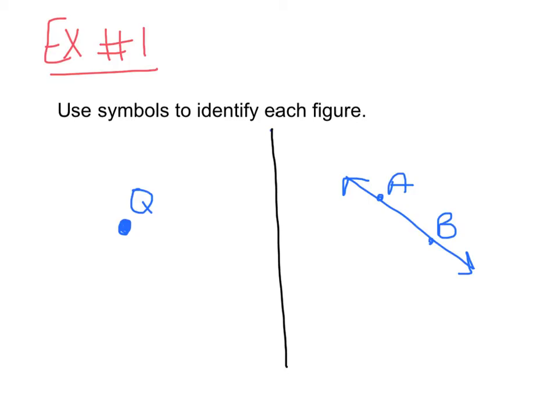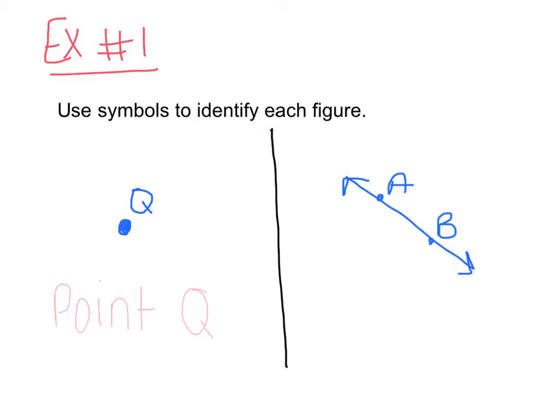All right, example number 1. Now we're going to have to use our vocab to help us identify these figures. They're relatively simple, but some of them you might have seen before and some you might not, so make sure you're paying attention to each. Our first one is a dot labeled Q. So we just write that as point Q, because obviously it is just a point. It doesn't extend anywhere, so it can't be a line.